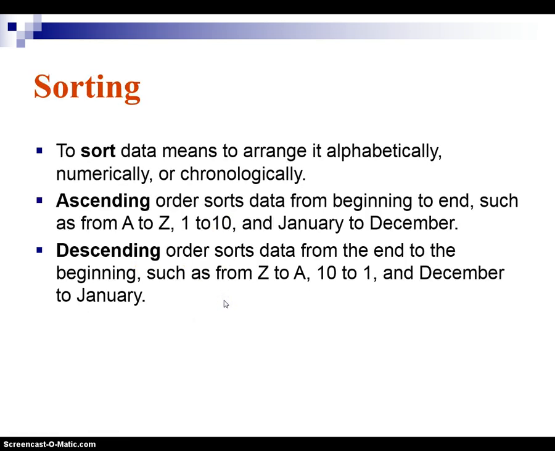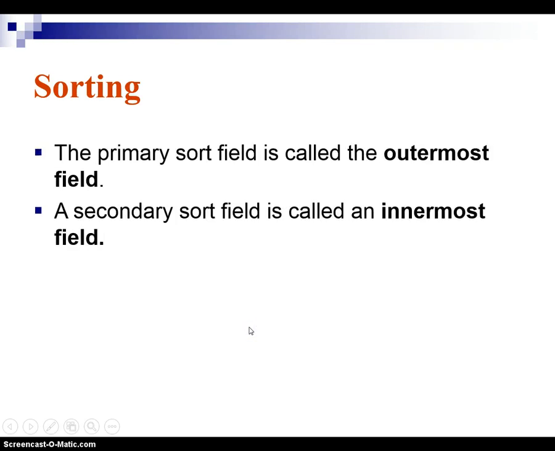Sorting. Now, sorting, you either do an ascending or descending order. Ascending order means A to Z, or 1 through 10, smallest to largest, shortest to tallest. Descending is the opposite. It's the Z to A, the highest number to the lowest number, the oldest person to the youngest, or the tallest person to the shortest. Those are just some examples of sorting.